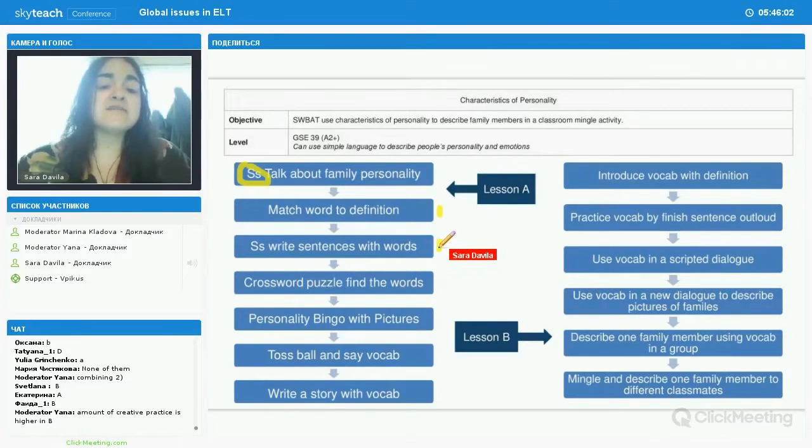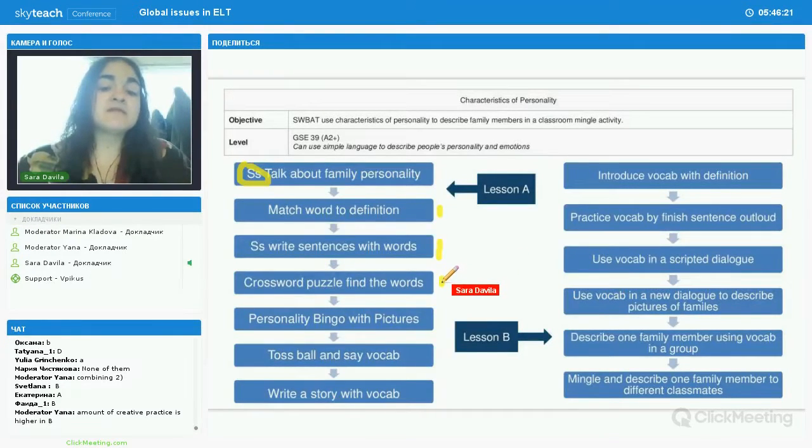If you look at the next activity in lesson A, writing sentences with the words, this is another vocabulary clarification activity. Again, it's very useful to make sure that our students understand the words and understand how to use the words, but it's about clarifying the meaning of the words.